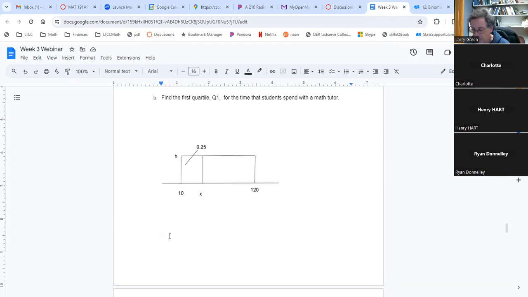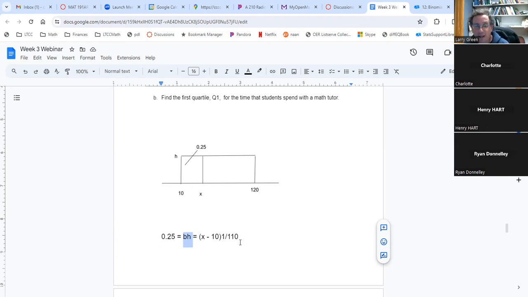Okay, so now we can do some algebra. The probability of being between 10 and x is 0.25. Probability is base times height. The base, just like we did before, we subtracted the high minus the low. The high was x, the low is 10. So the base is x minus 10. Any questions on that? The height was 1 over 110. That hasn't changed. So we have 0.25 equals x minus 10 over 110.